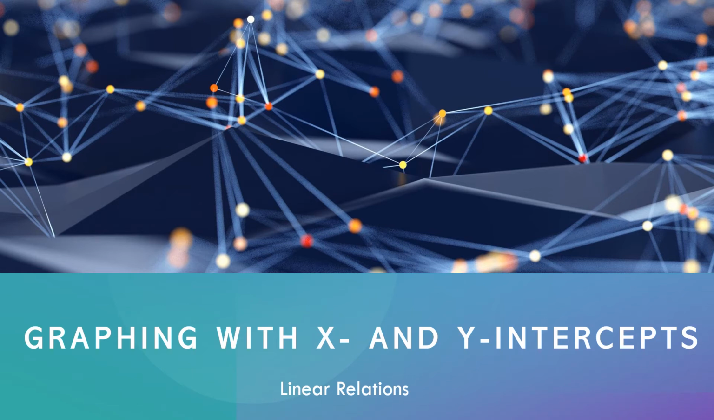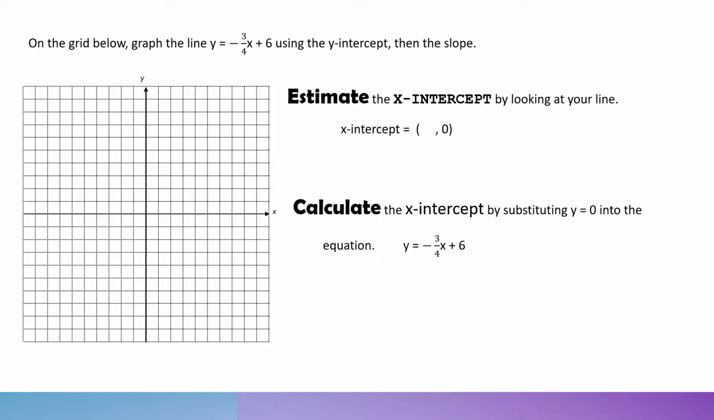In this video, we're going to talk about graphing a line using its x-intercept and its y-intercept. Here's our first question. On the grid below, we're going to graph this line using its y-intercept and then its slope. This method is really the fastest, simplest way to graph a straight line.